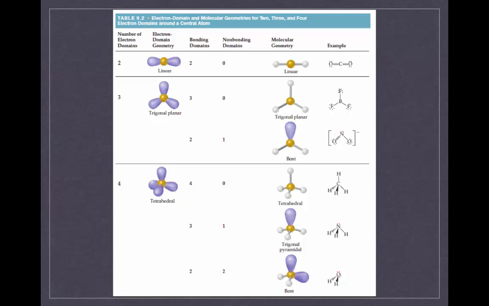Now, if I have 4 electron domains, that increases the different possibilities. If I have 4 bonding domains, then you have the traditional tetrahedral molecular geometry. If I only have 3 atoms bound to the central atom and I have 1 lone pair of electrons, keep in mind 3 plus 1, I still have 4 electron domains, then the molecular geometry, the shape of the molecule, is going to be trigonal pyramidal. If I have two bonding domains, meaning two atoms bound to my central atom, and two non-bonding domains, meaning two pairs of unshared electrons, then your shape is going to be bent. And this example is water, H2O.